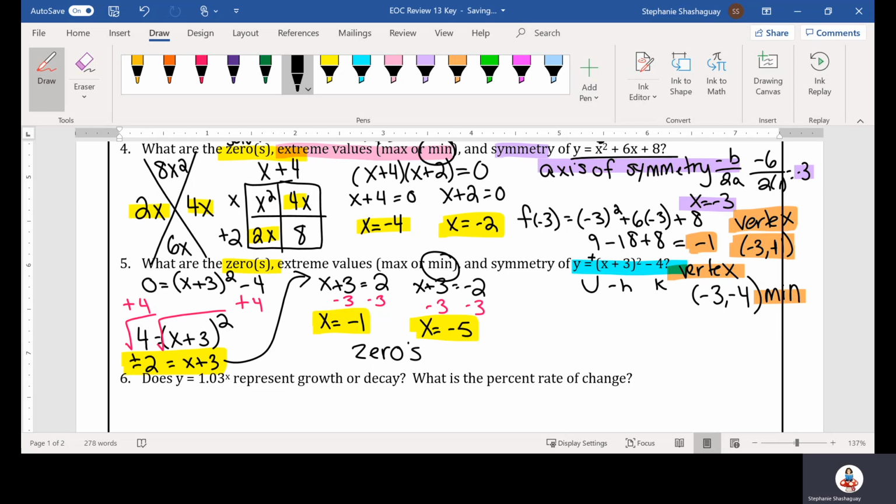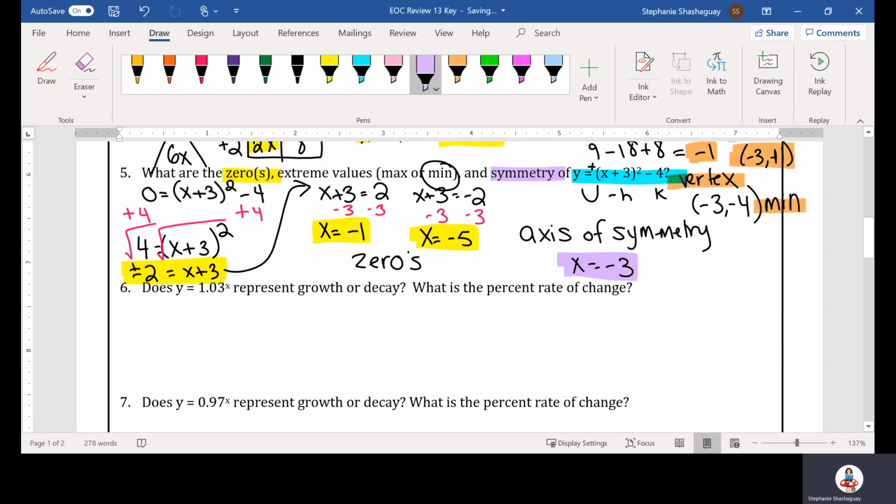Then I already found my extreme value, and then my axis of symmetry. My axis of symmetry is x equals -3 because it's always the x value of my vertex.